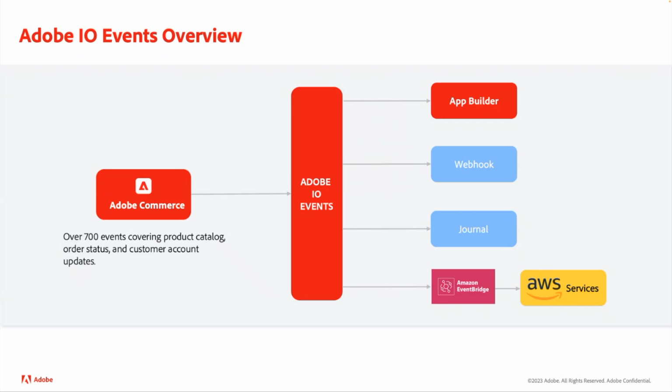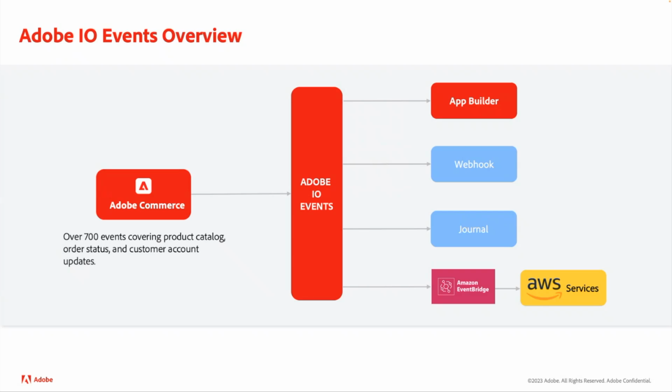First, you can build a runtime action in App Builder. A runtime action is a serverless function that can subscribe to a particular event and act on it. For example, transform the data and then send it across to a third-party application. You can also send events directly to a webhook on a third-party application.